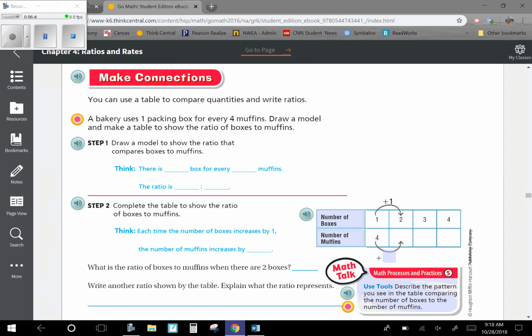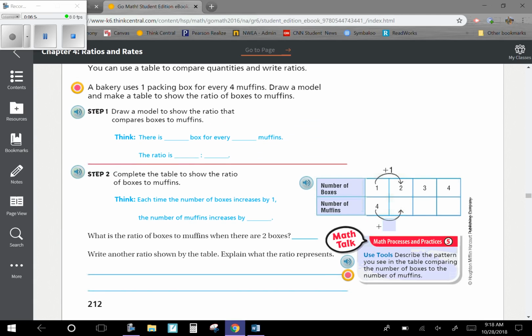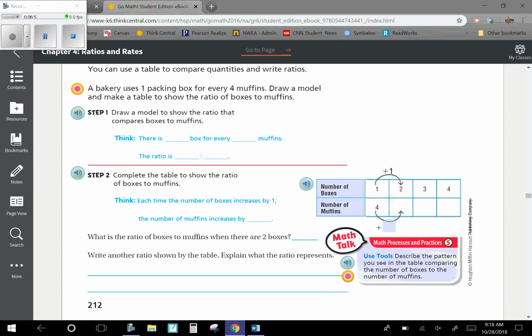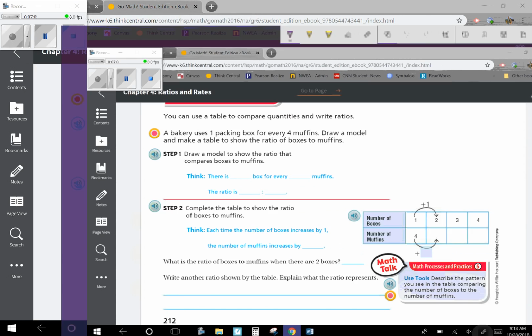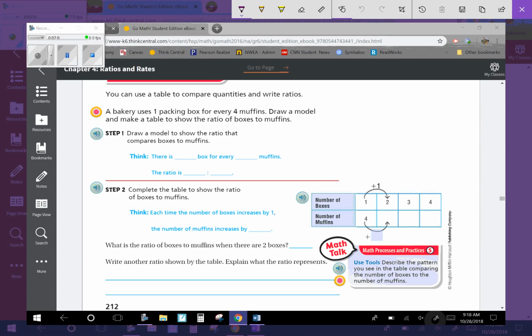Make connections. You can use a table to compare quantities and write ratios. A bakery uses 1 packing box for every 4 muffins. Draw a model and make a table to show the ratio of boxes to muffins. So if I think that there is 1 box for every 4 muffins, so the ratio is 1 to 4. So 1 box for every 4 muffins.